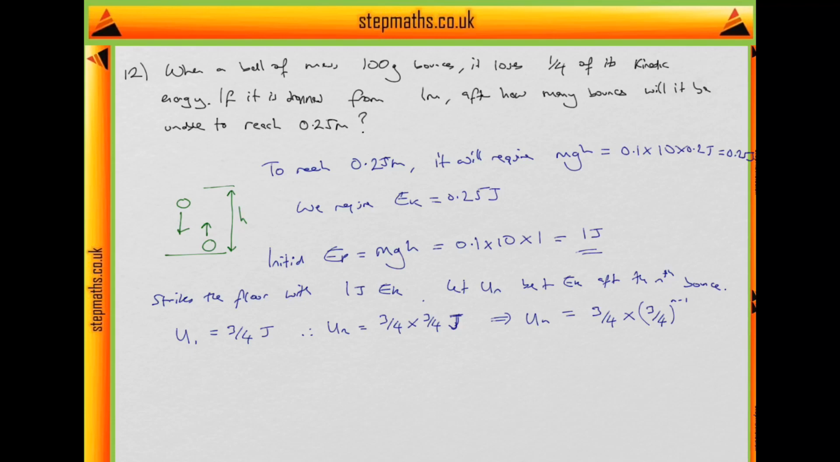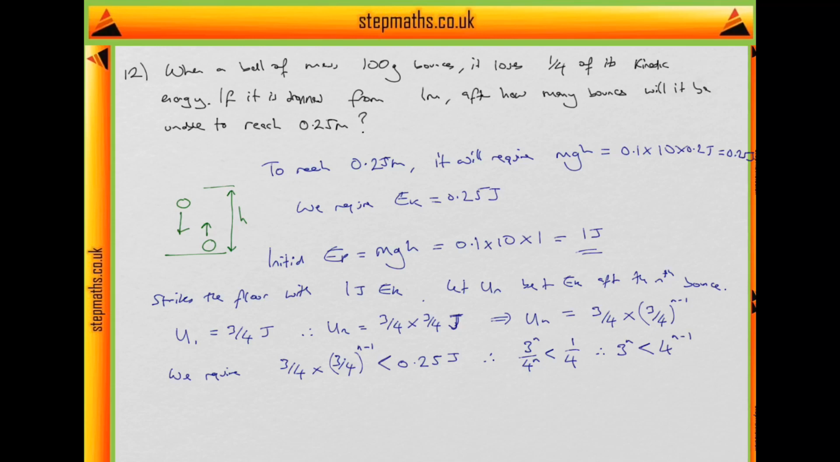So we require, so this here is the kinetic energy it rebounds with after the nth bounce, and we need that to be less than 0.25 joules for it to not reach the height of 1/4 of a meter. So in other words, 3/4 times (3/4) to the n minus 1 is simply (3/4) to the n. So we have 3 to the n over 4 to the n is less than, well, 0.25 is 1/4. And therefore, multiplying by 4 to the n, we want 3 to the n to be strictly less than 4 to the n minus 1.